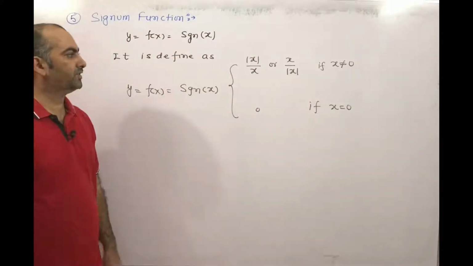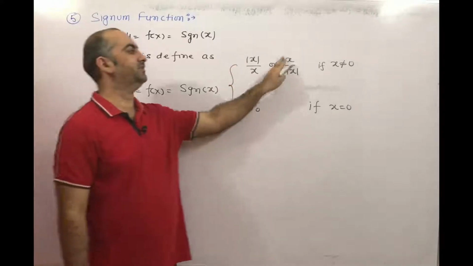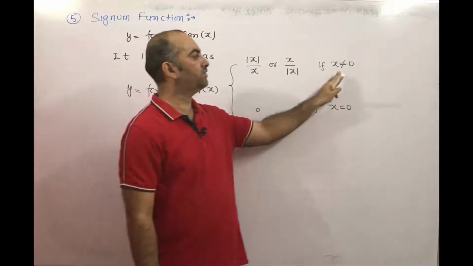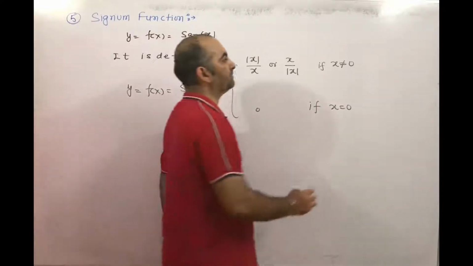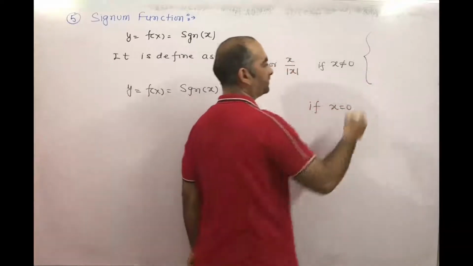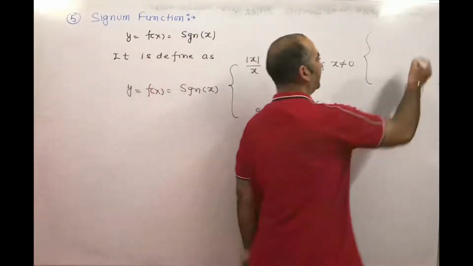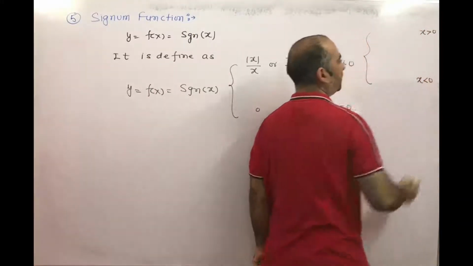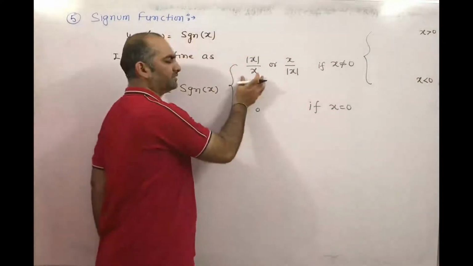Further also we can define, either we can have modulus x divided by x, or we can add x divided by modulus x. Further we can define this one also. X not equal to 0 means what? Either x is positive or x is negative. So there are two possibilities. Here x is not equal to 0, that means either x should be greater than 0, or x should be less than 0.